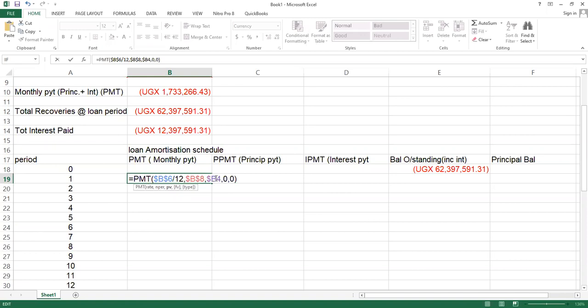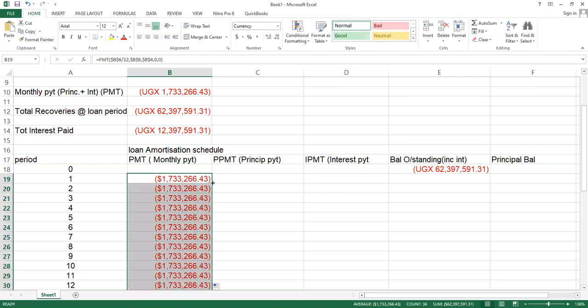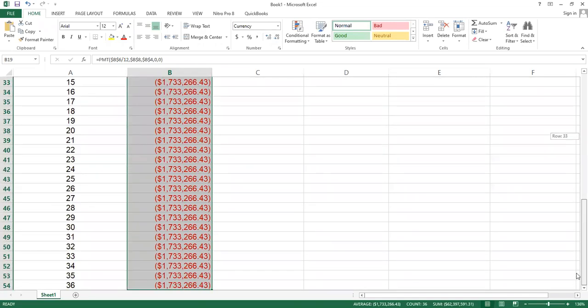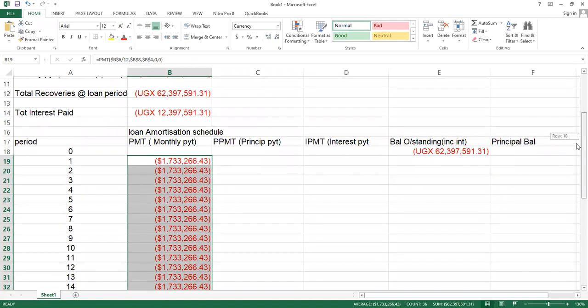Because the purpose of locking is that you want your monthly payment to be the same, right away from period 1 up to the last period. What only varies would be the principal and the interest. Then I also lock this one. So once I lock these cells and I press enter, and then I scroll down, you'll find that my monthly payment is the same right away from period 1 up to period 36.